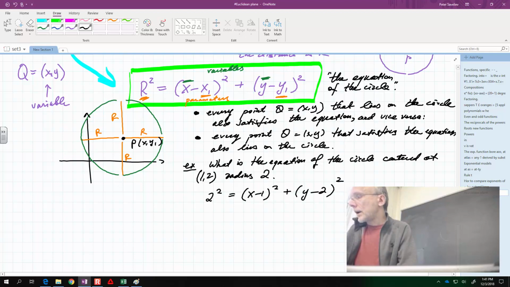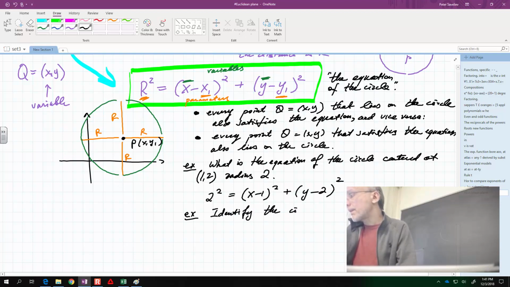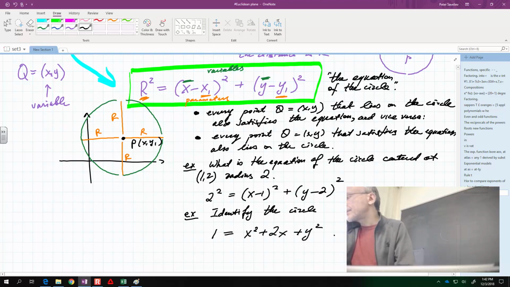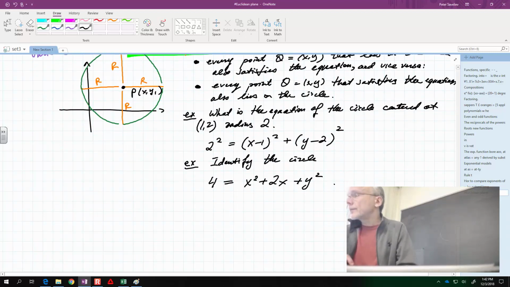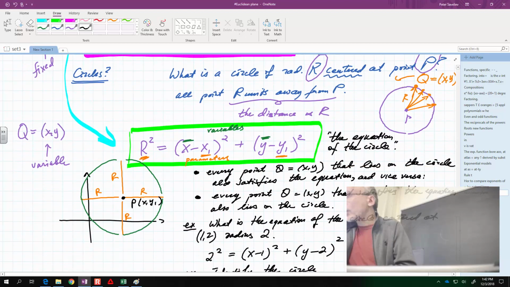Conversely, it might be more complex algebraically, such as identify or describe the circle, such as say 1 is equal to x squared plus 2x plus y squared. Hold on a second, let me put 4 here. Okay, so it is not given in the standard form. That's the standard form in the formula over there in green.